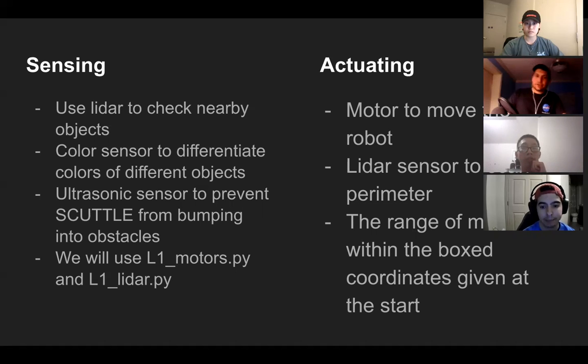The range of motion within the box coordinates is given at the start, so the robot will know where it's at and know where it's been based off of the coordinates of the robot and the position of the objects within that coordinate grid.